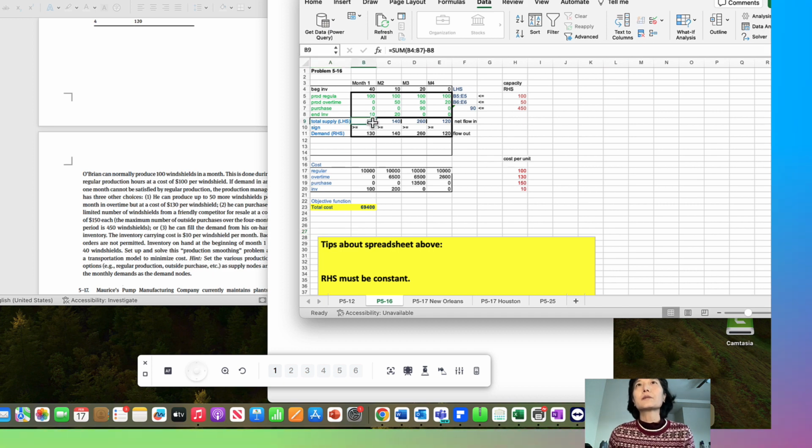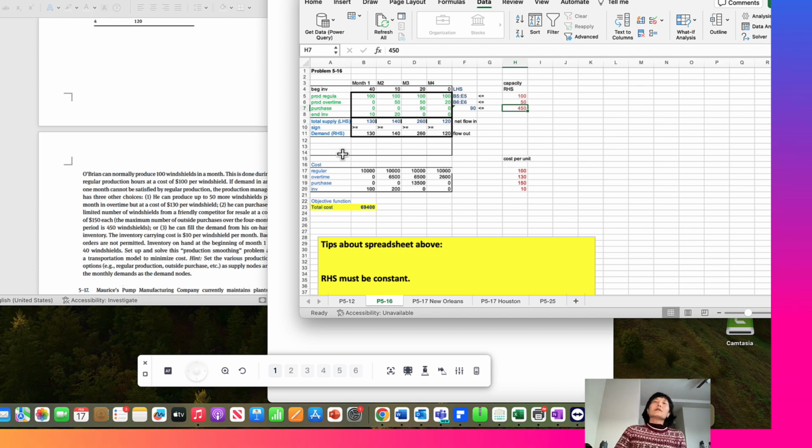This one is the total supply, the net supply in month 1. So you're adding the inventory plus production plus purchase minus what you want to carry over. That's in B8. That's going to be greater than or equal to the demand. So this is the flow balance. And then over here, the left-hand side is the regular production quantity and overtime production quantity. All 4 months should be less than or equal to the capacity. And the purchasing is the total purchasing of the 4 months, so it's the sum of cells B7 to D7, which should be less than or equal to the upper limit 450.